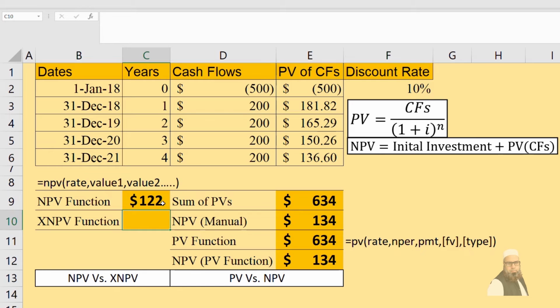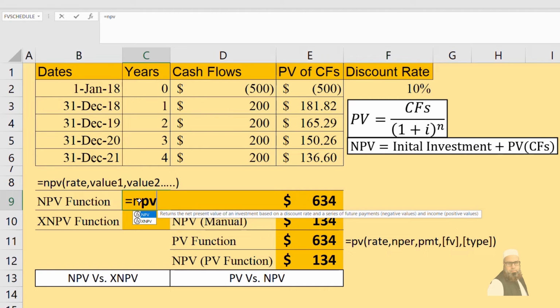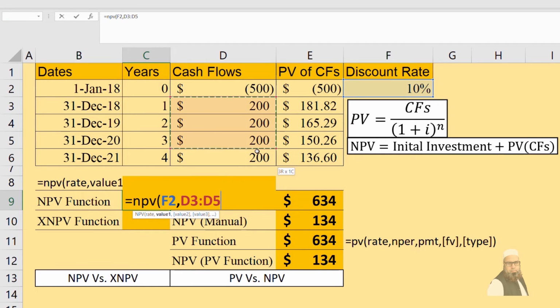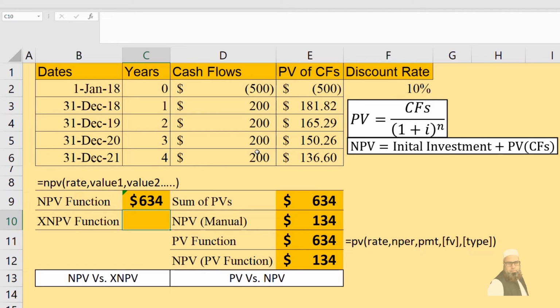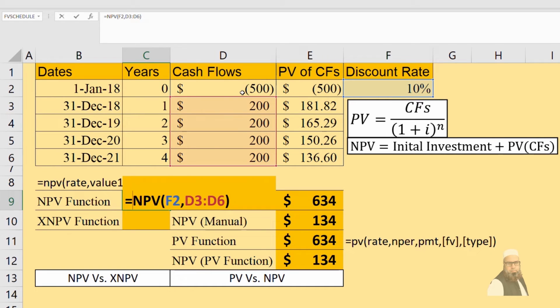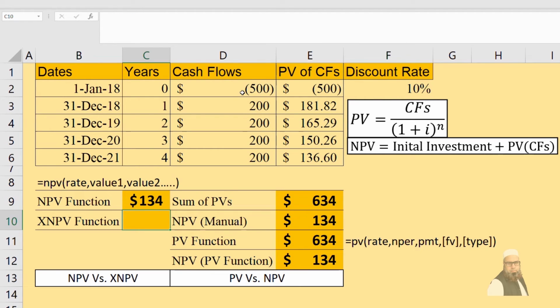So if we use this NPV function to calculate the present value, equal to NPV, start the parenthesis, rate, that is 10%, comma, and select all the cash flows and press enter. So the present value of this project will be computed. To compute the NPV, we will add the initial cash flow plus NPV(rate, values), and the NPV is computed. So the present value function can be used if the cash flows remain the same throughout the project, whereas the NPV function can be used when the cash flows change during the life of the project.